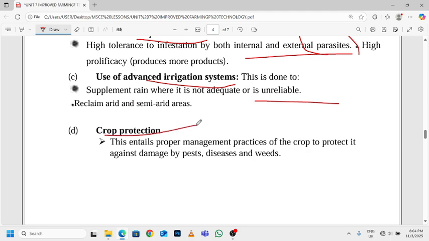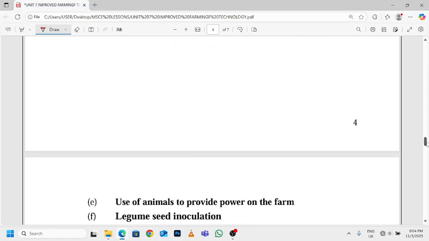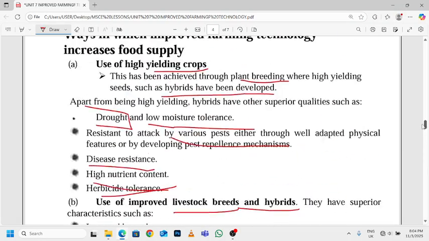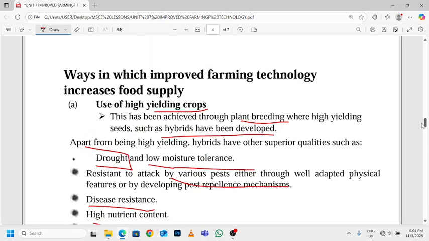Crop protection. When we plant our crops, we should protect them. These are the mechanisms you can use to protect your crops, either from diseases, pests, or weeds. So we are putting in proper management that can help the crops be protected from pests, disease, as well as weeds. Those are the examples of improved farming technology that can help to increase the food supply.